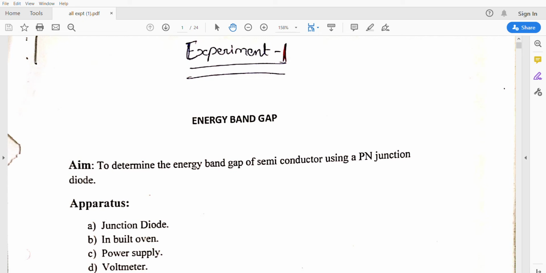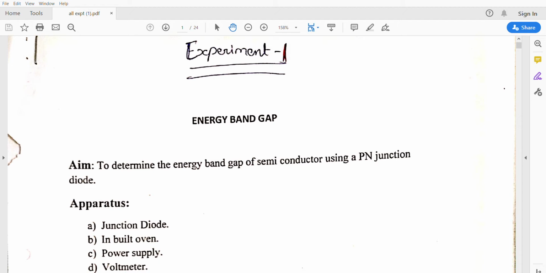Good morning, students. In this video, I am going to explain about energy band gap. So, our first experiment is calculating the energy band gap of a semiconductor using a PN junction diode. Before going to discuss this experiment, we will recollect the definitions of energy band gap.